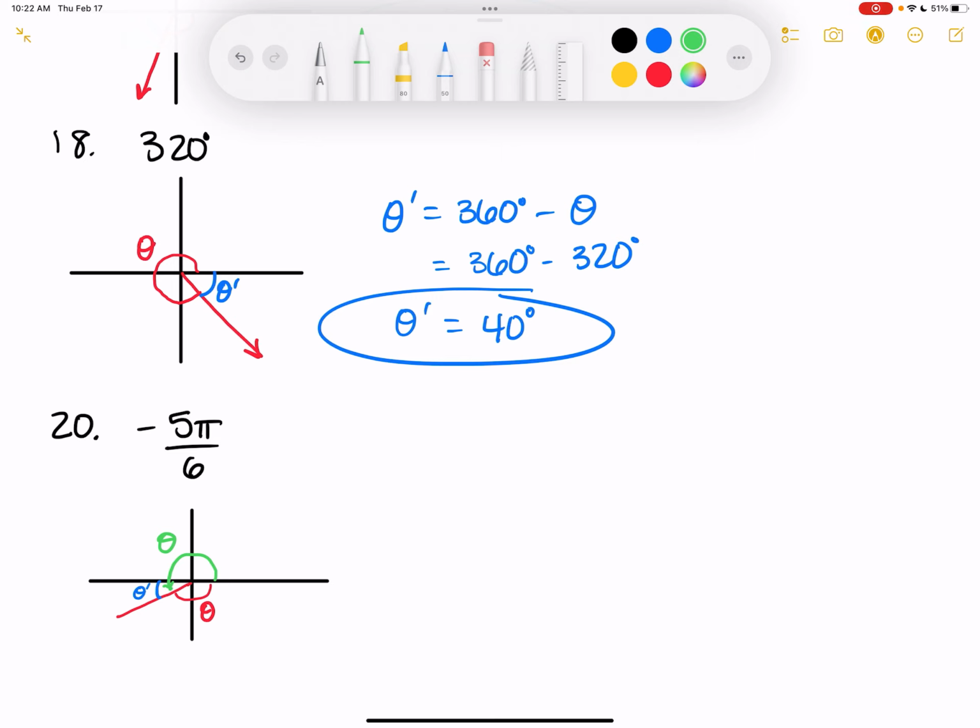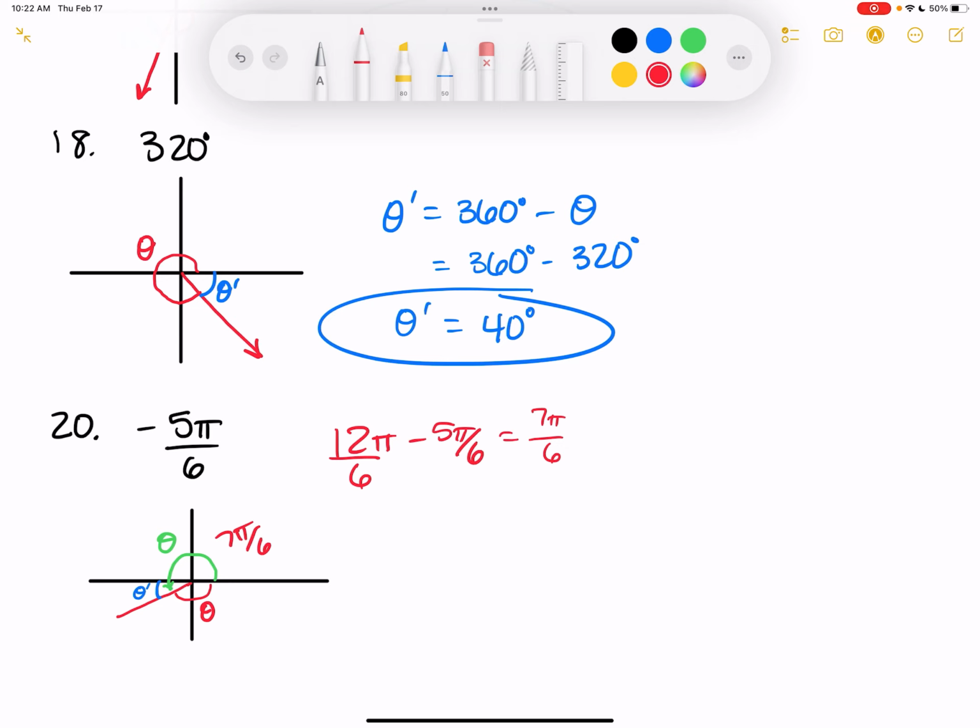Wait, that's wrong. I don't remember it. 7 pi over 6. Okay, so this is 7 pi over 6. Well, 7 pi plus 5 pi is 12 pi over 6. You can always do 2 pi minus whatever the value is, the 5 pi over 6. Or I could change it and figure out that 7 pi over 6 is what's left, which is this positive angle. So I have that now.